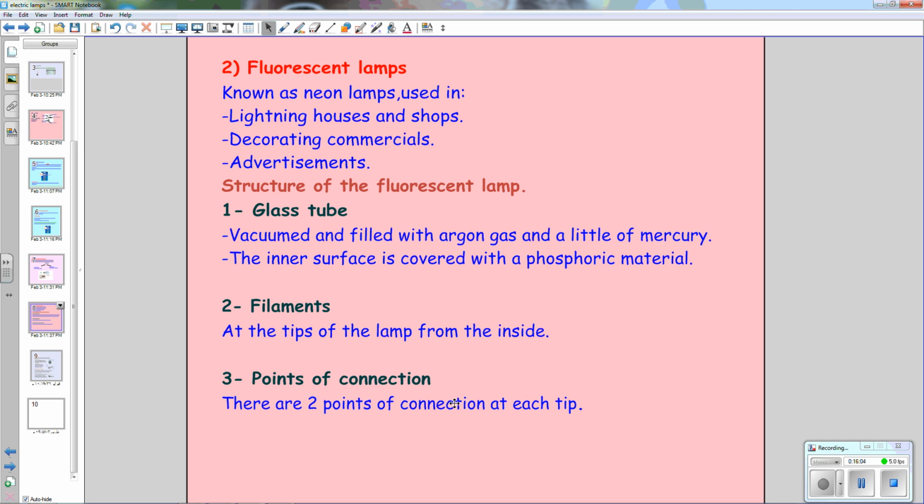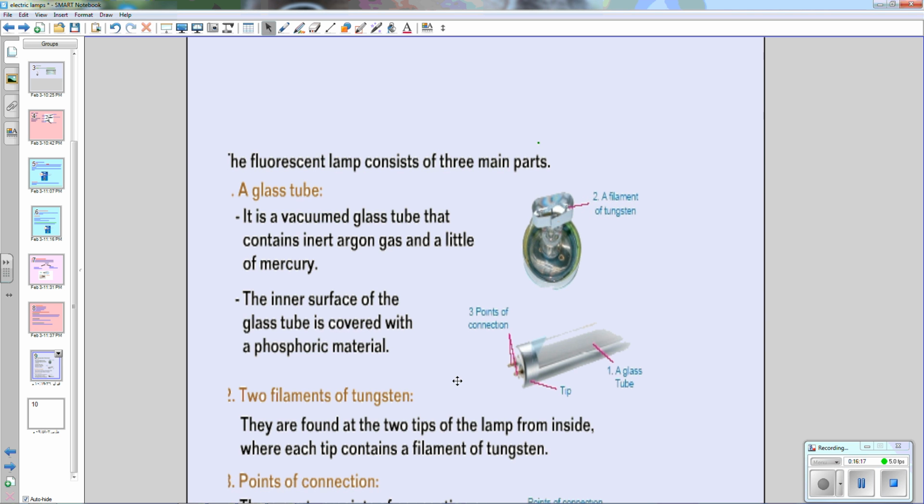The filaments are at the tips of the lamp from the inside. This is a filament. So they are found at the tips of the lamp from inside.